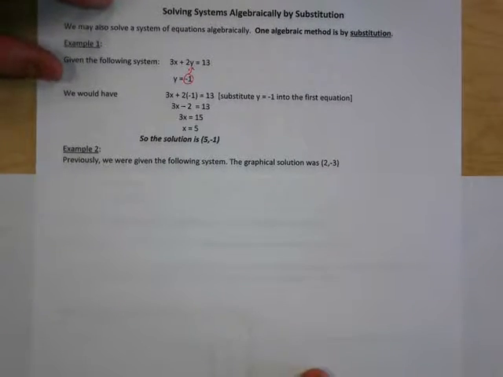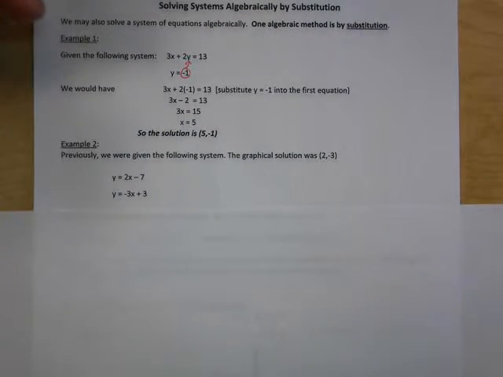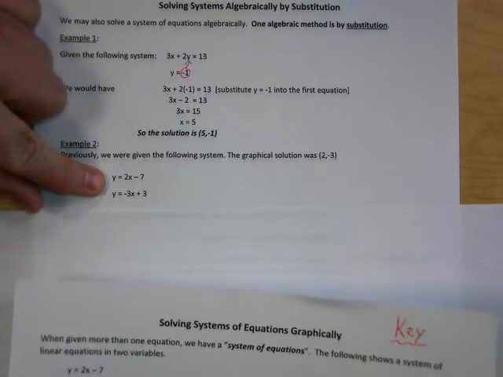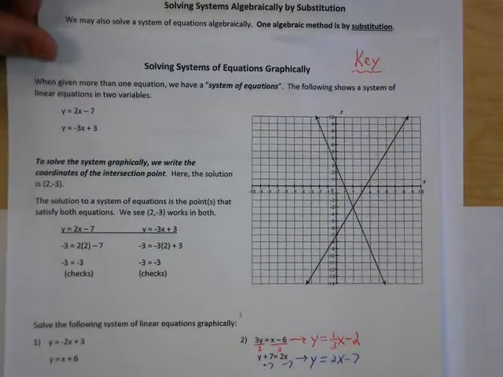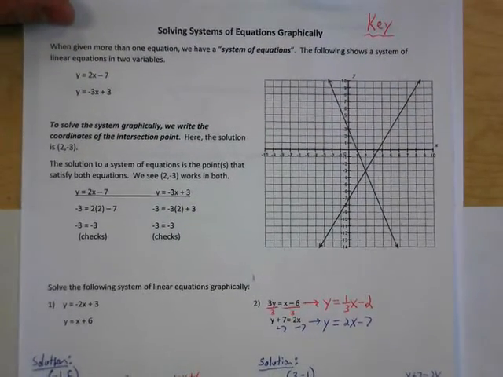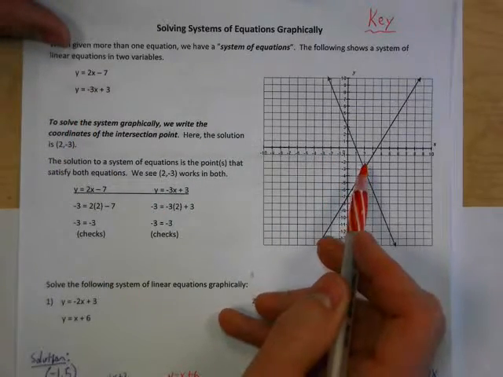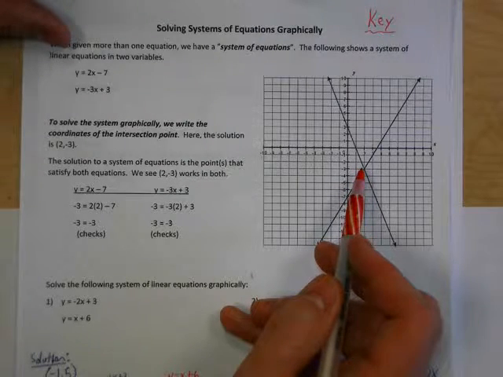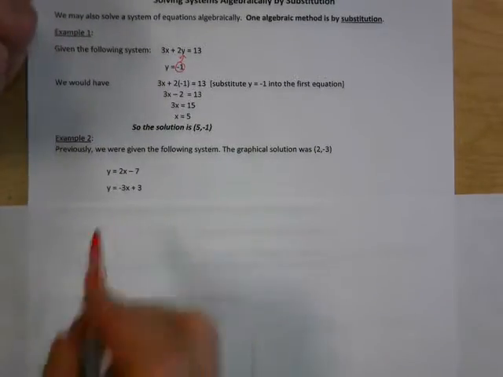Now previously we were given a system, and the graphical solution was 2, negative 3. This one matches up: y equals 2x minus 7 and y equals negative 3x plus 3. That was from a previous lesson, solving graphically. When we solved it graphically, we saw they intersected at the point 2, negative 3. Now we're going to take that same system and solve it algebraically.